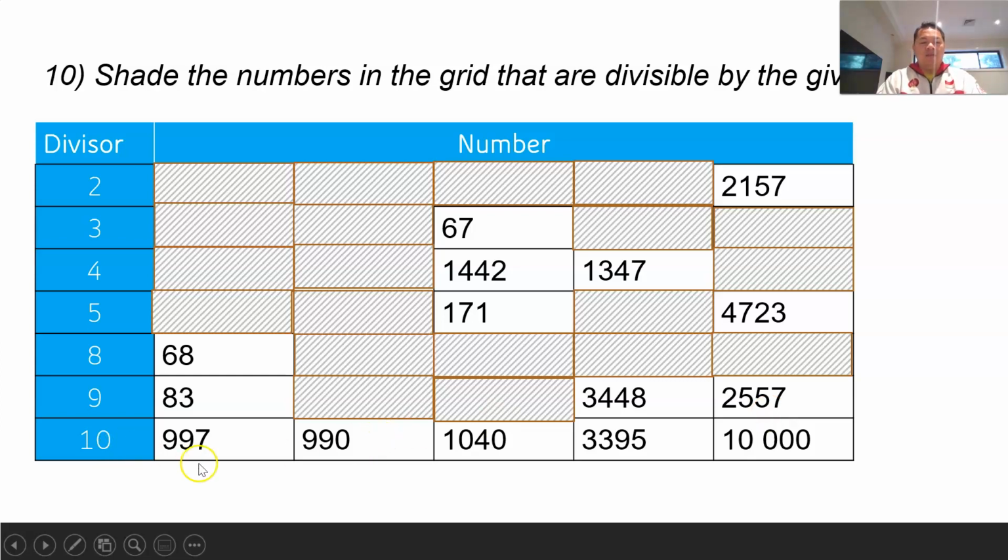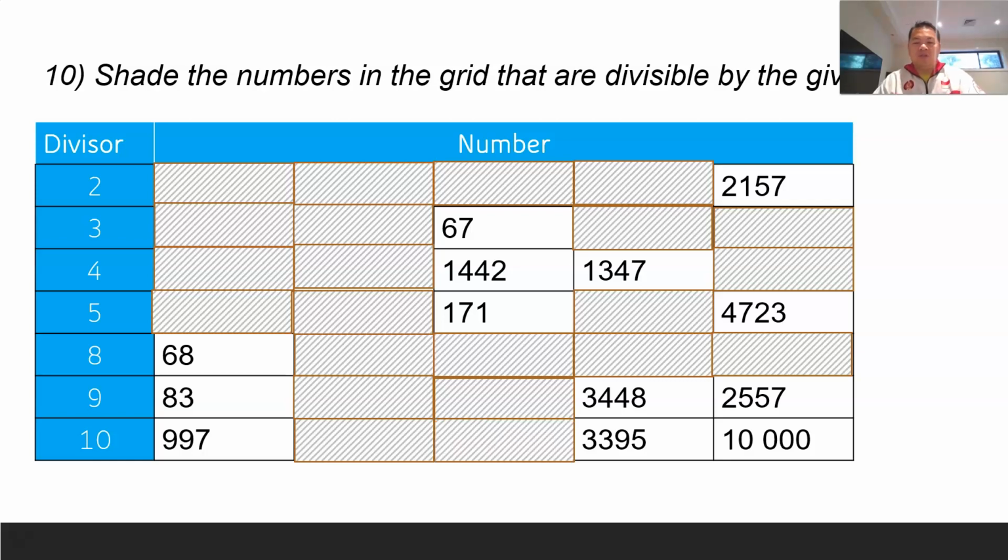Moving on to 10. So 997 is not. 990, because the last digit is a 0, is divisible by 10. 1040, yes, it is. 3395 is not. And 10,000, it is.